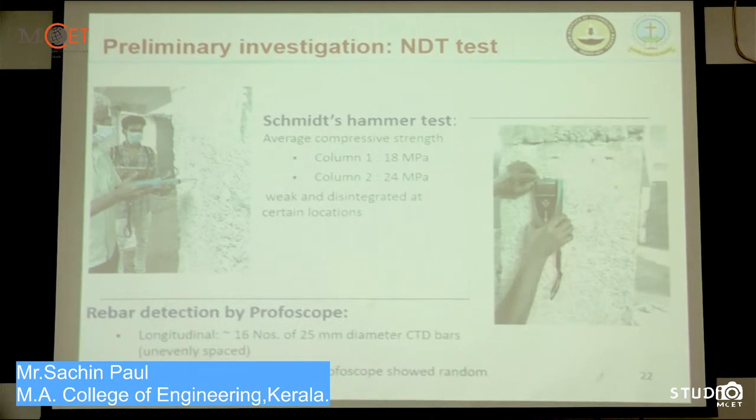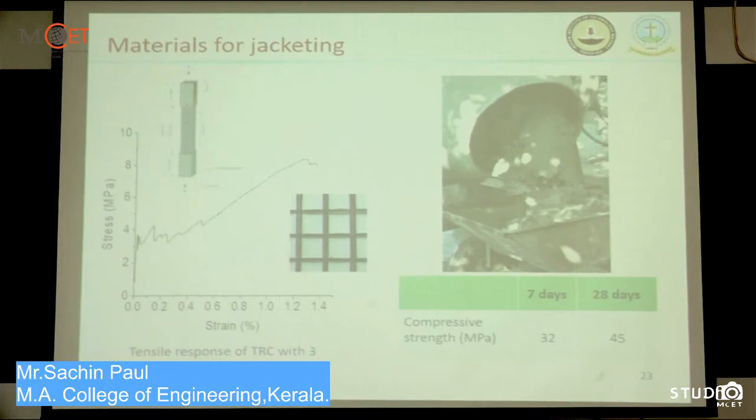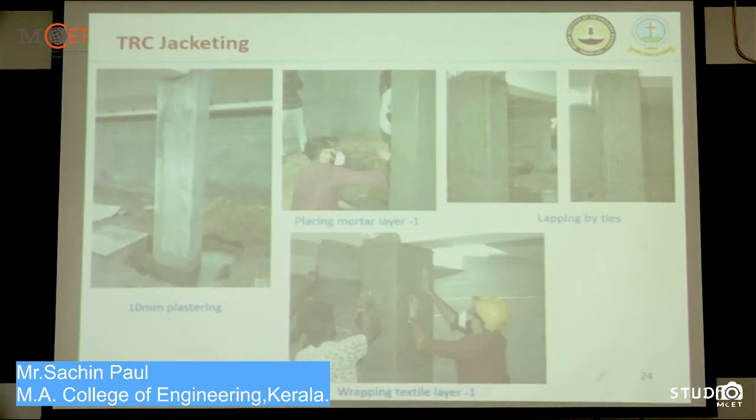We also examined the reinforcement and detailing. The longitudinal bars were 16 numbers or 25 numbers, and the ties were 18 numbers. But a lot of them were corroded, there were a lot of cracks in between, and there was a lot of spalling in between. So we designed a system for this. From the stress strain curve of the testing, we designed three layers of a particular textile. We proved that this is good enough for a particular load capacity, and we tried to implement that in the field.